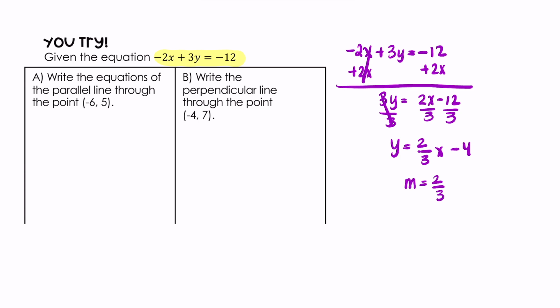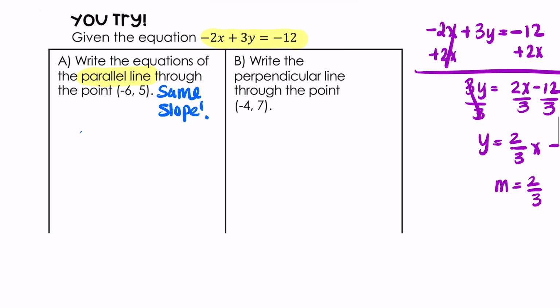So if I go to question A, it says write the equation of a line parallel. One thing I would recommend is to take out your highlighter, highlight parallel, and immediately write down same slope. So that means when I write my equation of y equals mx plus b, we know we're going to have the same slope, which we just said was 2/3. Now here's the thing, we don't know what our y-intercept is, but we do know a point that lies on our line, and the point is (-6, 5).